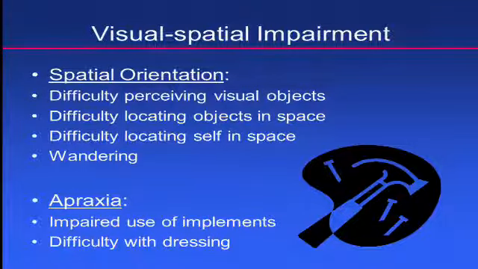So let's touch base on some visual-spatial impairments that can be seen in your loved one. Spatial orientation difficulty is normally expressed as difficulty perceiving visual objects. People normally don't notice objects, even if they are right under their nose, so to speak. They're right there, and your loved one might not be able to see that object. So again, difficulty locating objects in space, difficulty locating self in space, and therefore wandering, which is a safety issue.